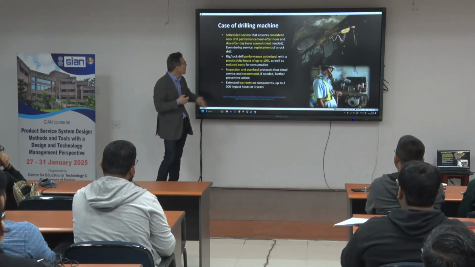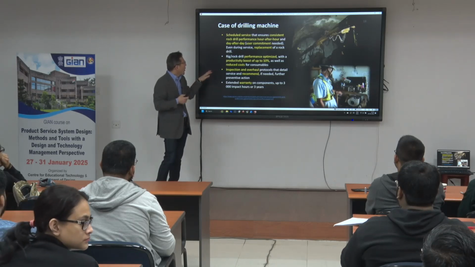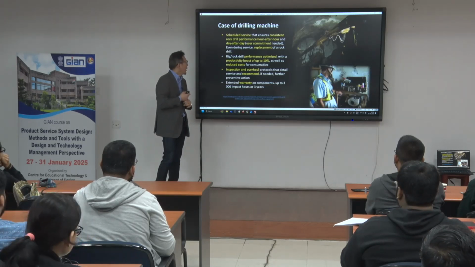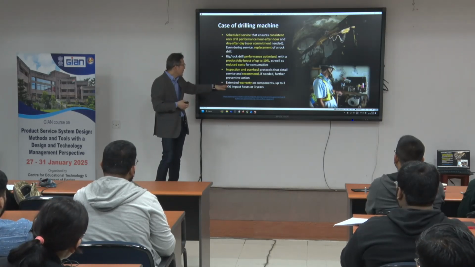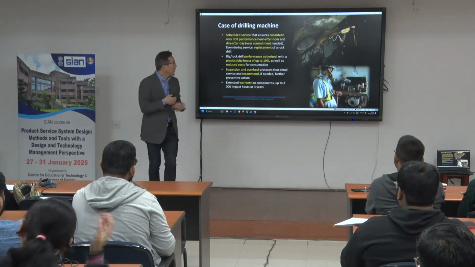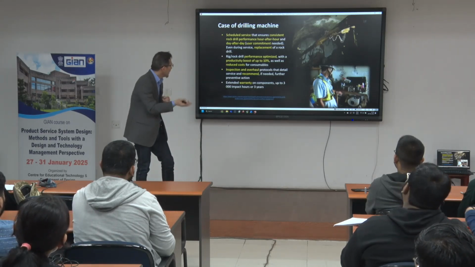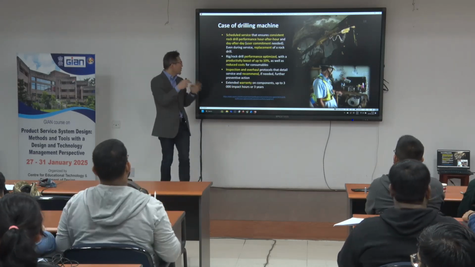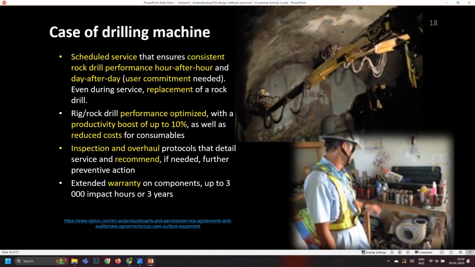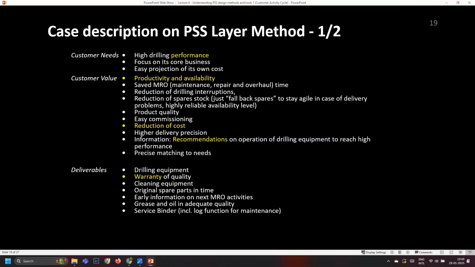And inspection and overhaul are included, in order to prevent malfunction and downtime. And the warranty for the core product is extended up to either 3 years or 3,000 running hours. So more information is available on the website, but for the interest of time, I will move to an example description of that offering.